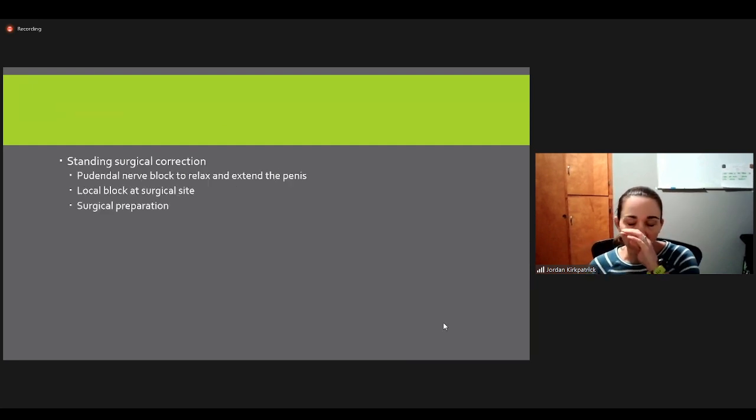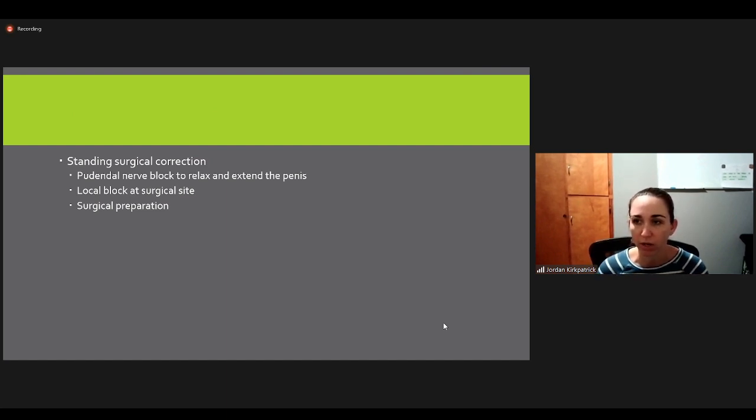It's easily corrected surgically, so you can do it standing. Again, that pudendal nerve block to relax the penis, locally anesthetize the surgical site, and then prep it for surgery with either dilute chlorhexidine or dilute betadine solution, and then clean it with saline. For this type of thing, you wouldn't want to use alcohol because it could burn.